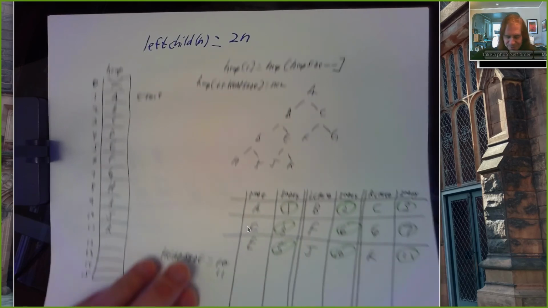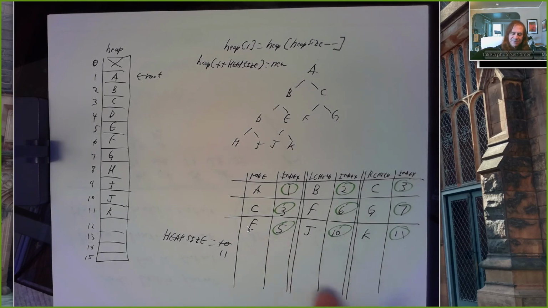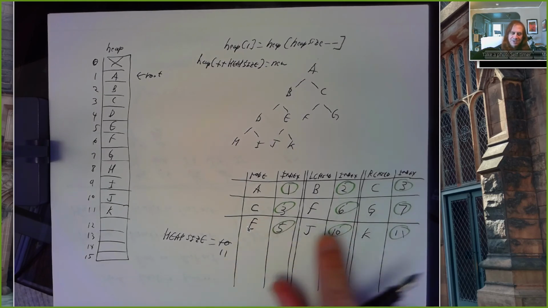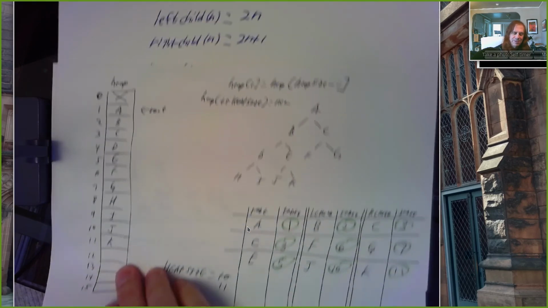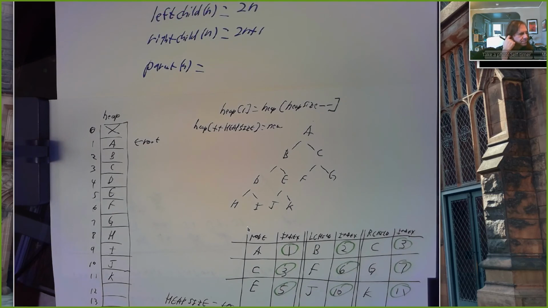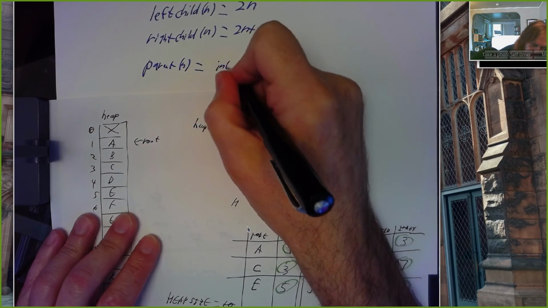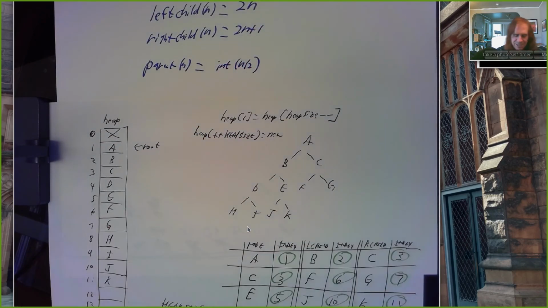if we want to find the parent of node N, well, the parent of 10 is 5, the parent of 11 is also 5. The parents of 6 and 7 are 3, the parents of 2 and 3 are 1, so hypothesize a formula for finding the parent of node N. Yeah, perfect.